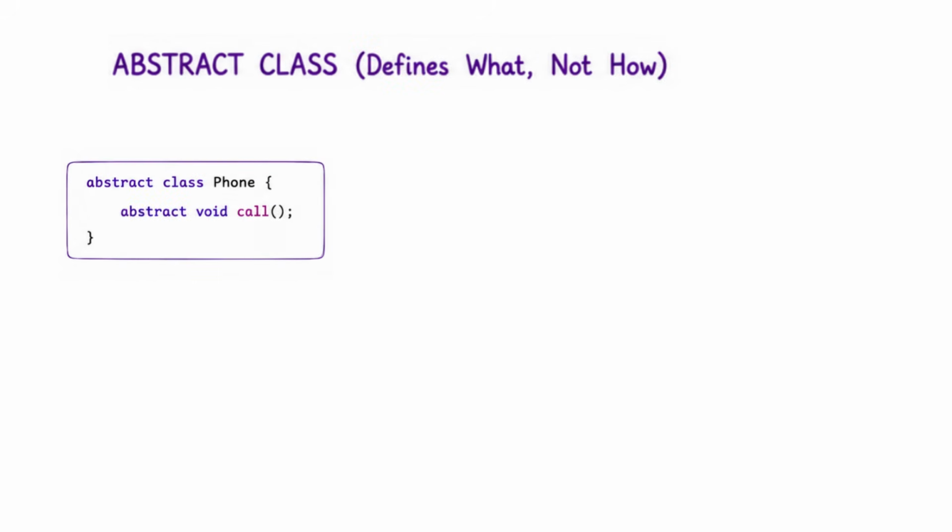Now, if I talk in terms of code, let's focus on this class Phone. This is a class that defines what should happen.